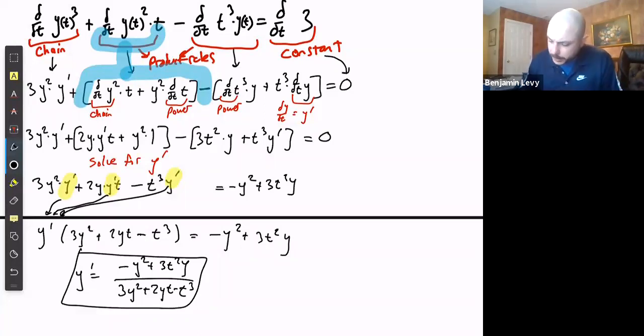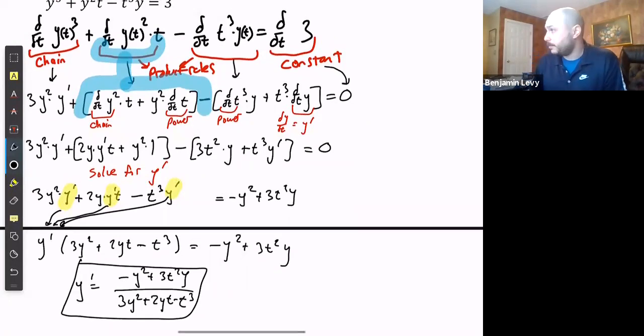Other thoughts about this one? This is kind of a hard one. This is looking at the homework. This is the level of difficulty that exists in homework, I would say.